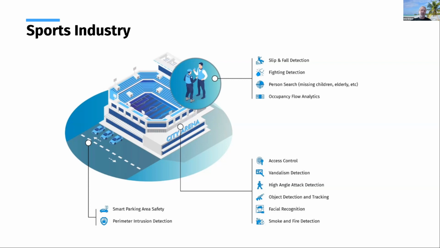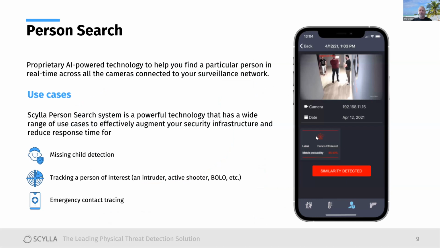So what happens is the VMS splits off a parallel stream for Scylla, and then Scylla analyzes that video, just like a human would be watching a video wall, only it's Scylla, the AI, watching that video wall with an unlimited number of cameras. If it doesn't see anything that it was told to watch for, the video's gone. But if we see something that it was told to watch for, that's when we trigger an alert to security. We also have a person search capability without using facial recognition.